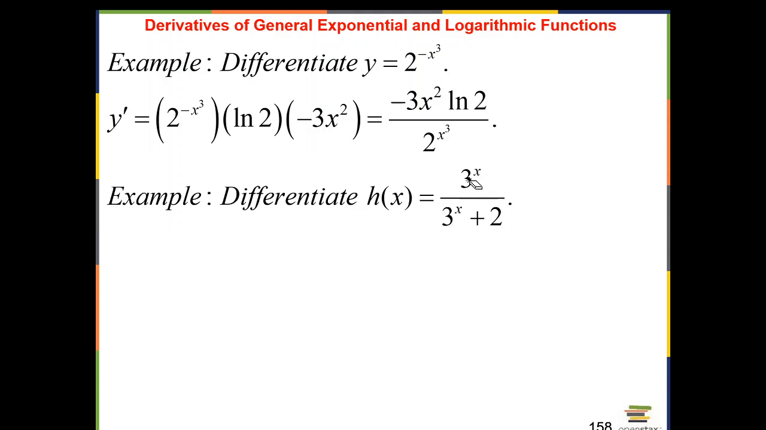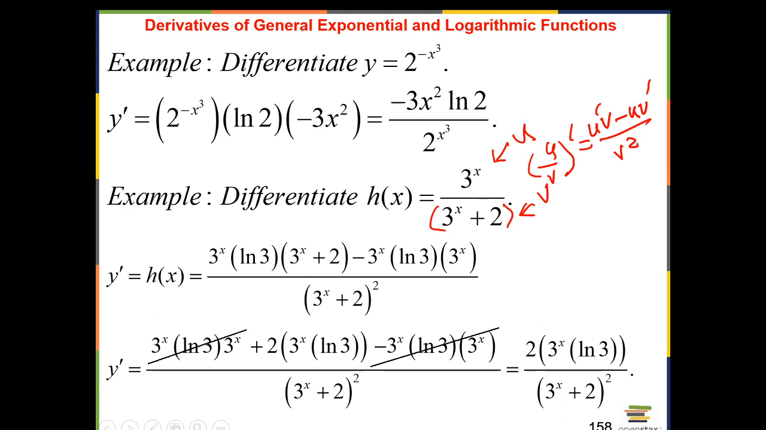Differentiate this. Well, that's a quotient, right? So think of this as u, think of this as v. So if this is u and this whole thing is v, then the answer (u over v) prime is going to be u prime v minus u v prime, divided by v squared.